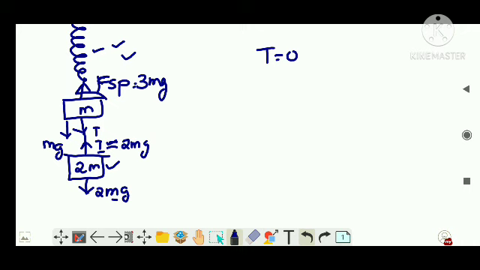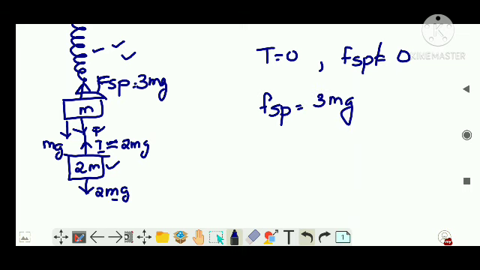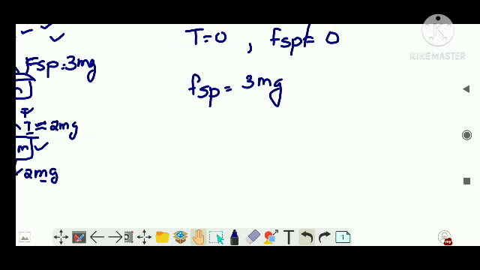So just the moment you have cut the string, we can surely say that F_sp is not equal to 0. F_sp is not supposed to be 0 because it is sudden. Sudden means it doesn't know that the string has been cut. So I can say F_sp just at the cutting moment is equal to 3mg. Right? Clear? Now we have to do the question.